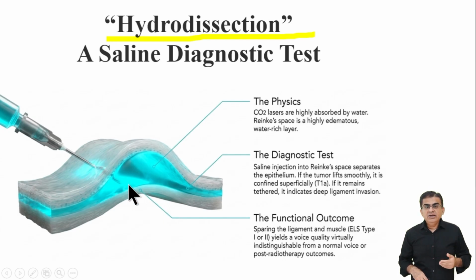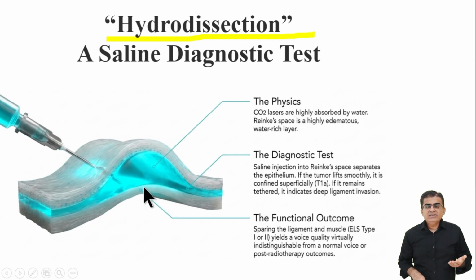Look at the blue fluid in the diagram on the screen. If the tumor lifts up smoothly like a small water blister, it is good news. It means the cancer is confined superficially. But what if the tumor remains fixed and does not lift up? This tethering is a danger sign. It tells us that the cancer has invaded deep into the vocal ligament.